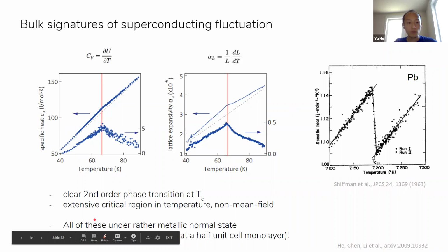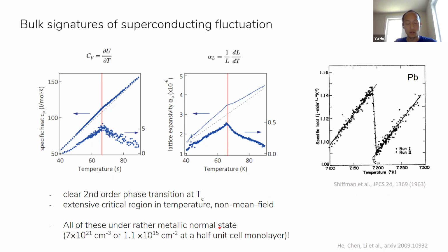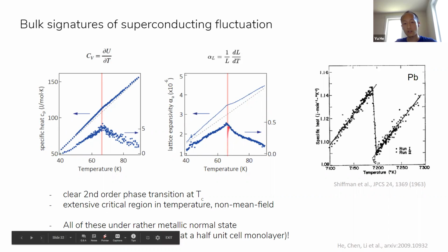And what's really important is all of this happens in a rather metallic normal state. That's why it's really non-trivial. We can estimate the carrier density to be almost 10 to the 22nd carriers per cubic centimeter. That's a very, very high carrier density. So all of this makes this observation of an extended fluctuation region rather non-trivial.